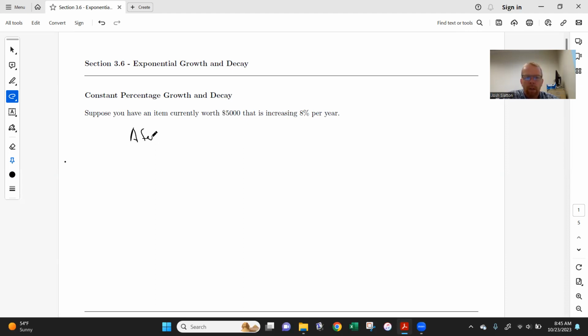So after year one, that item would be worth 5,000 plus 5,000 times the interest rate. And if we factor out a 5,000, we have 5,000 times 1.08, or 1 plus 0.08, which is 1.08. And whatever that comes to, we're not worried about that.